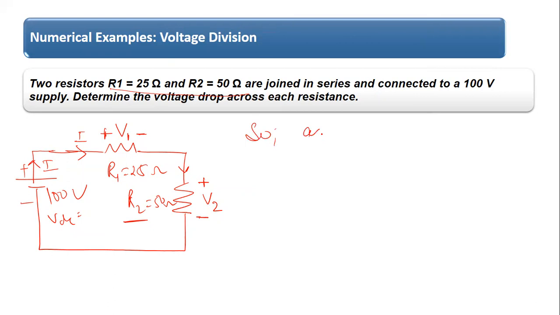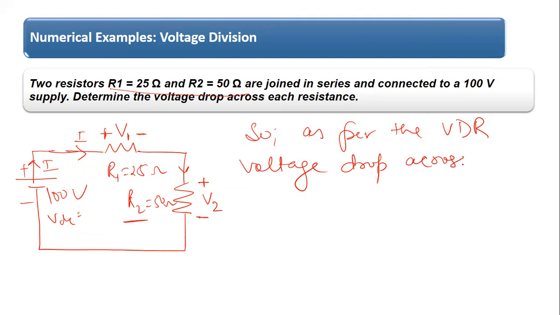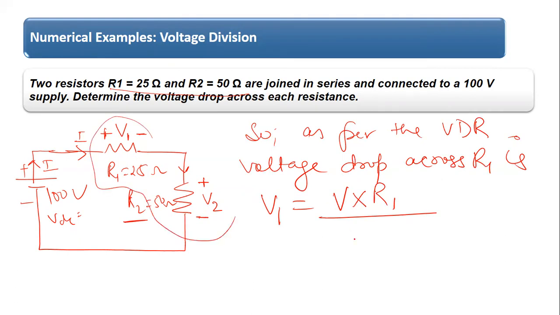So as per the voltage division rule, voltage drop across R1, V1, is equal to the input voltage V into that very resistance R1 where you are calculating the voltage drop, divided by the sum of all the series resistances. So how many series resistances are there? R1 and R2. So R1 plus R2.